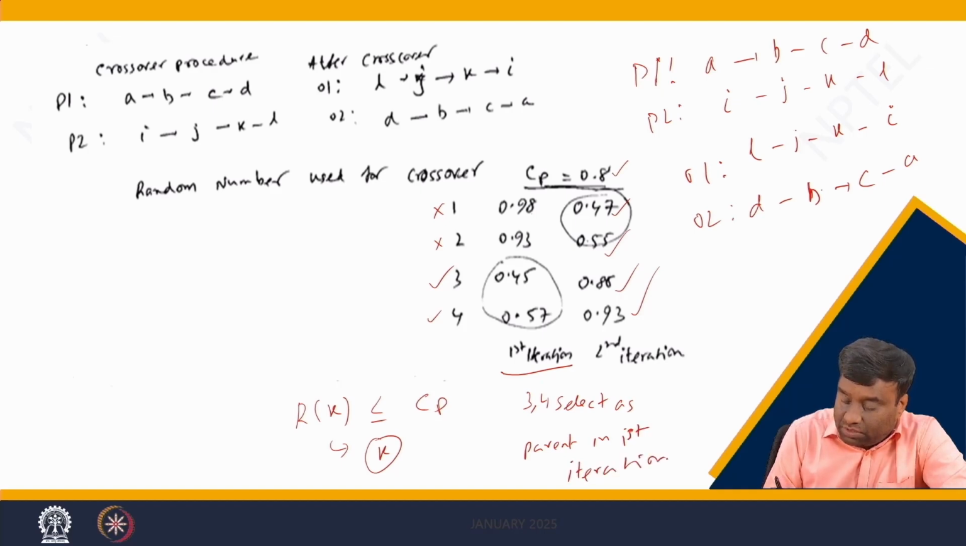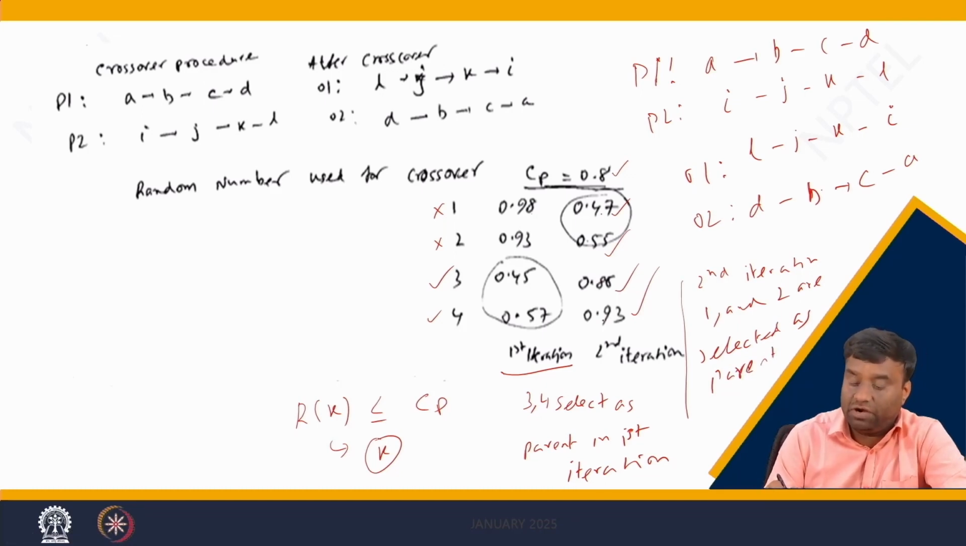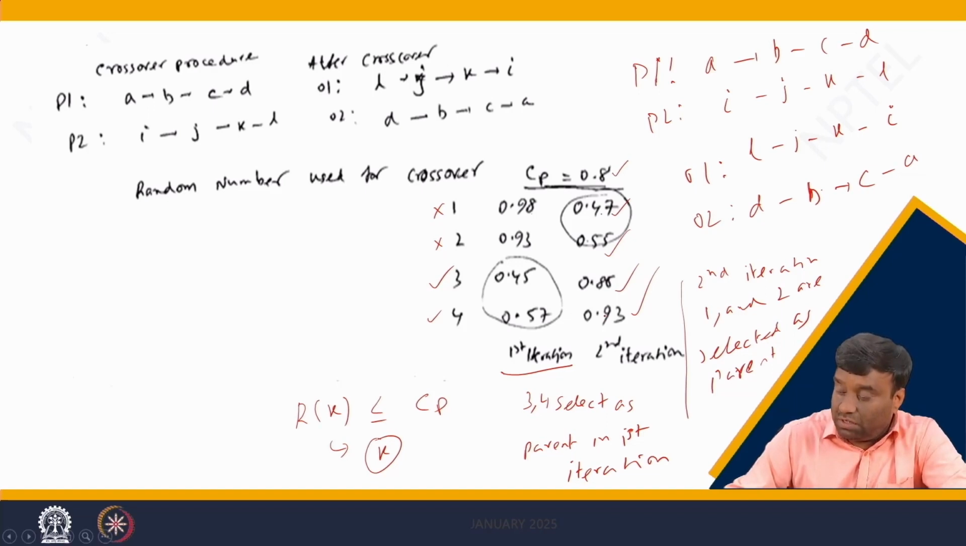The reason is that the random number is less than the crossover probability. In the second iteration, the crossover probability is 0.8, random number is 0.47, so chromosome 1 is selected. In the second iteration, chromosomes 1 and 2 are selected as parents as their random numbers are less than the crossover probability. Here 3 and 4 are not selected. Okay, so this is the question.